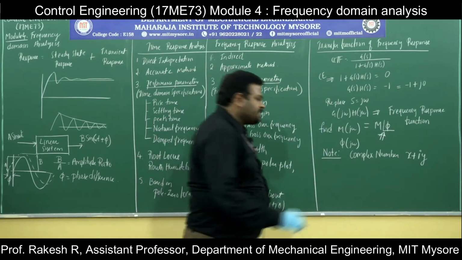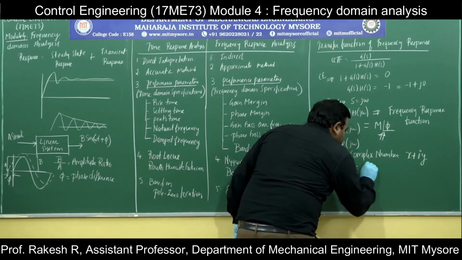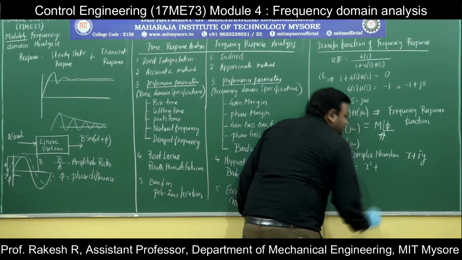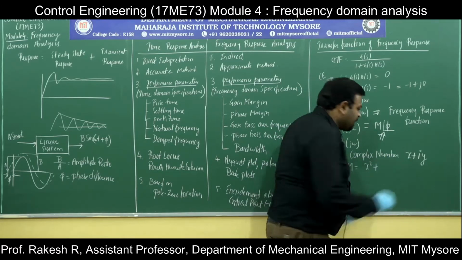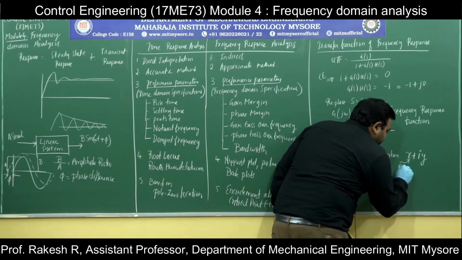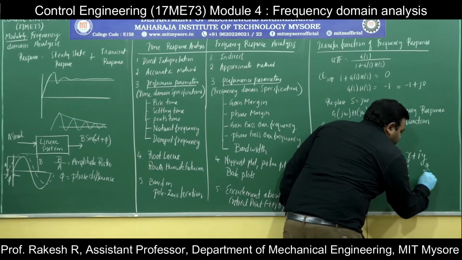What is the magnitude for this? Magnitude will be square root of real part square. This is a real part. It will consist of a real part and an imaginary part.